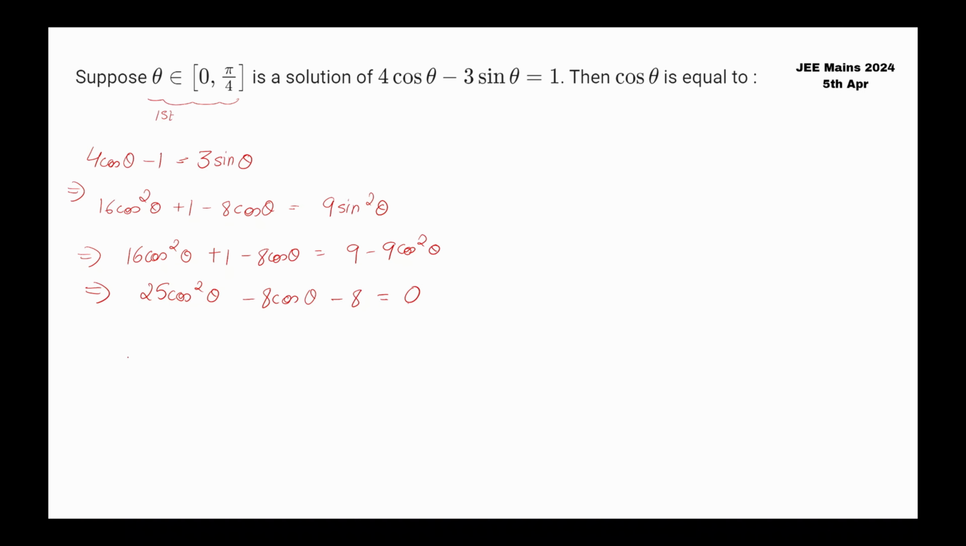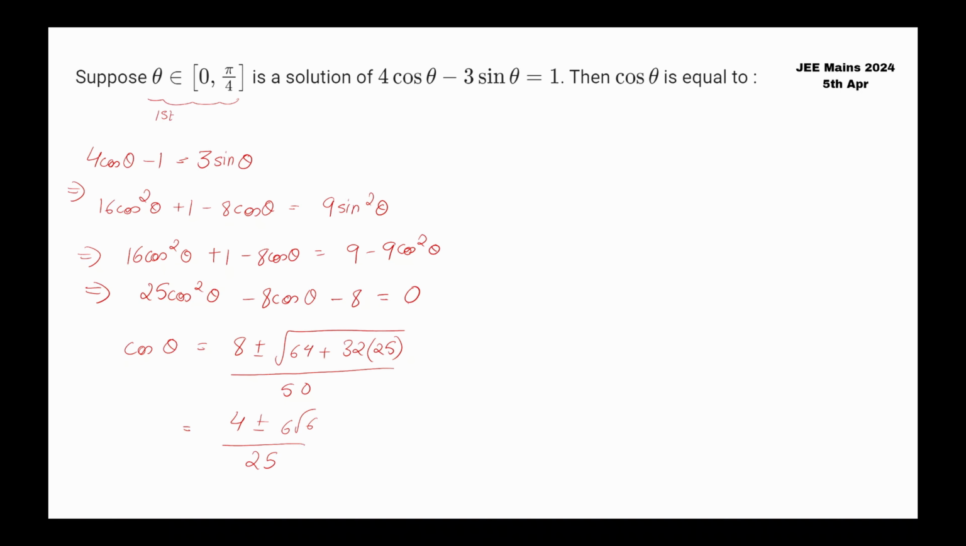Now solving this quadratic, keeping my cos theta as t. So what would I get? This would be minus b plus minus root under b square minus 4ac, 32 into 25, divided by 50. This is what I'm going to get. So if I solve this further, I would have 4 plus minus 2 root under 54, or this would become 6 root 6 upon 25. So this is what I'm getting after solving the entire equation.